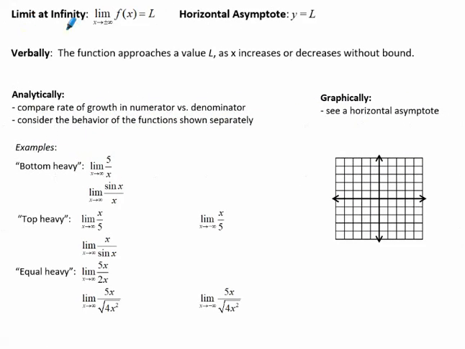A limit at infinity means that the limit of a function as x approaches plus or minus infinity equals a value, and that value that the limit equals gives us the horizontal asymptote, the equation y equals L. Verbally, what that means is the function is approaching a value as x increases or decreases without bound.